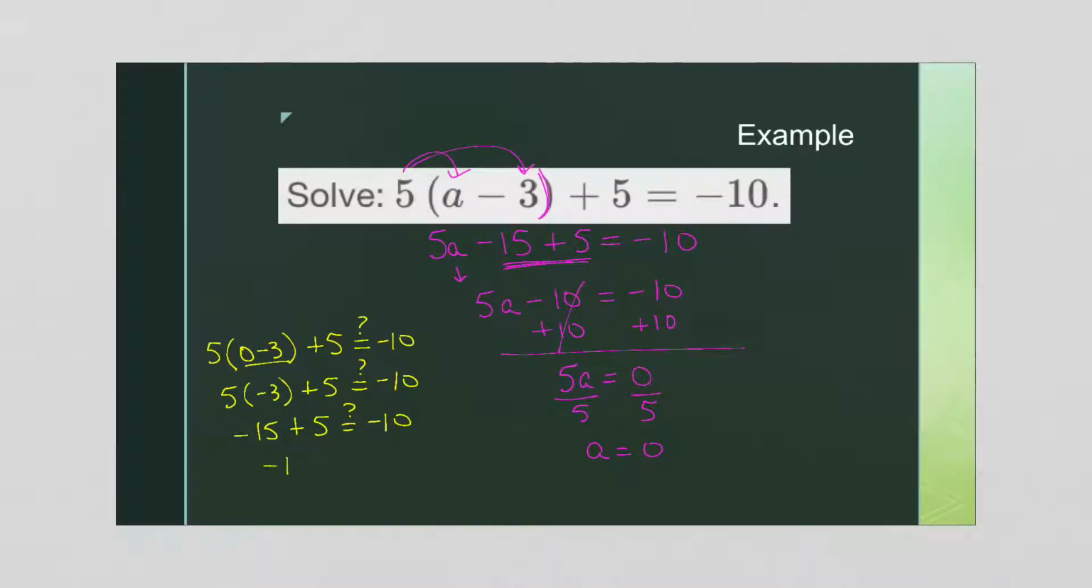And I get negative 10 is equal to negative 10. Yep, that's true, so I know that 0 is my solution.